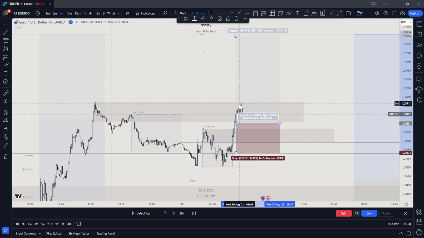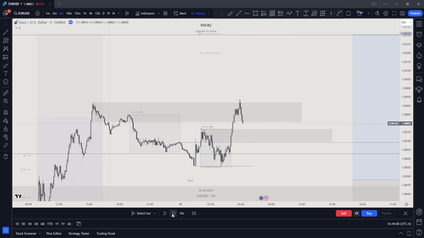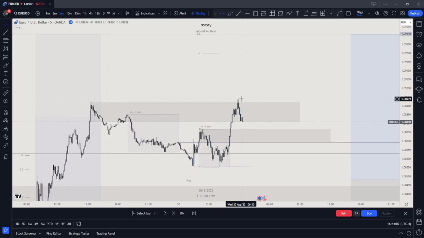Okay, New York session. This was not a good trade. We are already outside of the kill zone. So I want to see. Good thing that we didn't get filled. So I want to see this.